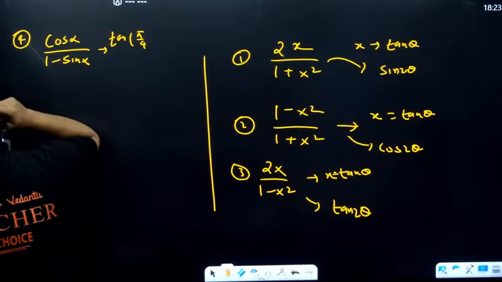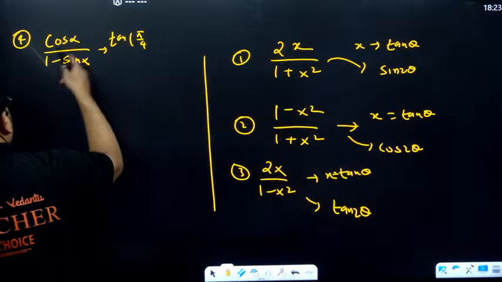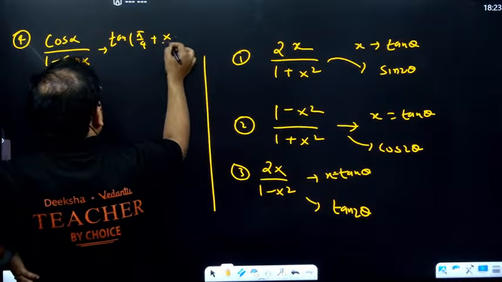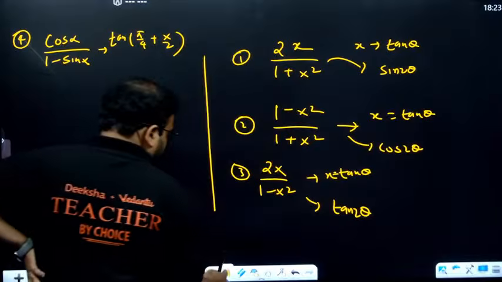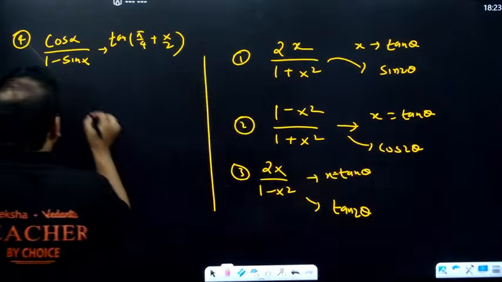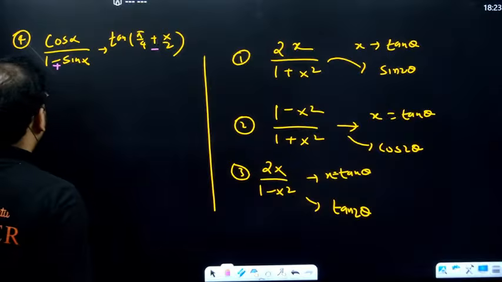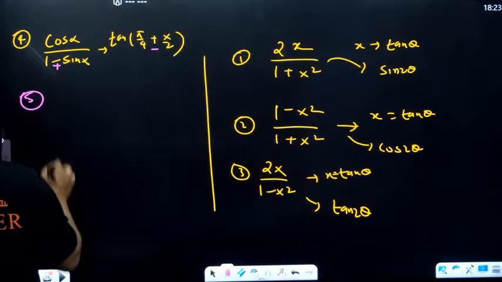There is a minus over here, so you'll have a whole square, and it will be plus. So tan of (pi by 4 plus x by 2). And if over here you have plus, then this becomes minus. This is the fifth form.